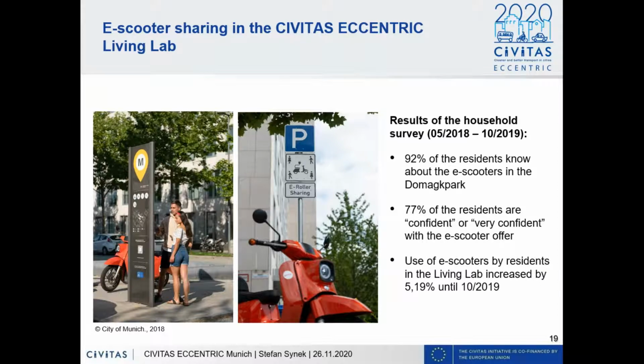And so the results were that more than 90% of the residents in our living lab knew about the e-scooter offer, and 77% were very confident with the e-scooter offer. And starting from 0%, we could measure via our household survey a more than 5% increase in e-scooter use. So this is a very, very positive result.